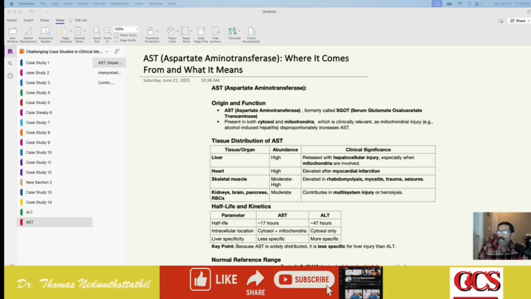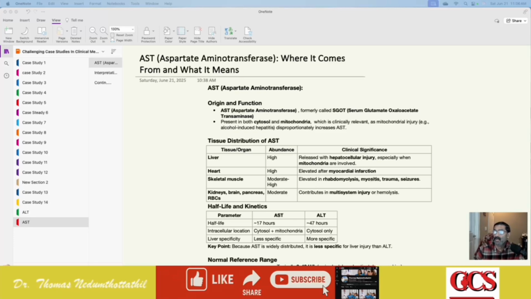SGOT stands for serum glutamate oxalate transaminase, present in both cytosol and mitochondria, which is clinically relevant as mitochondrial injury. Example, in alcohol-induced hepatitis, disproportionately increases AST levels. Tissue distribution of AST. AST is abundant in liver.